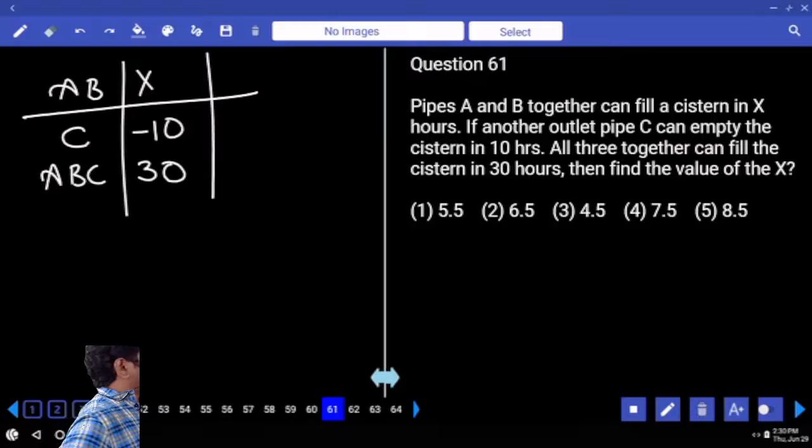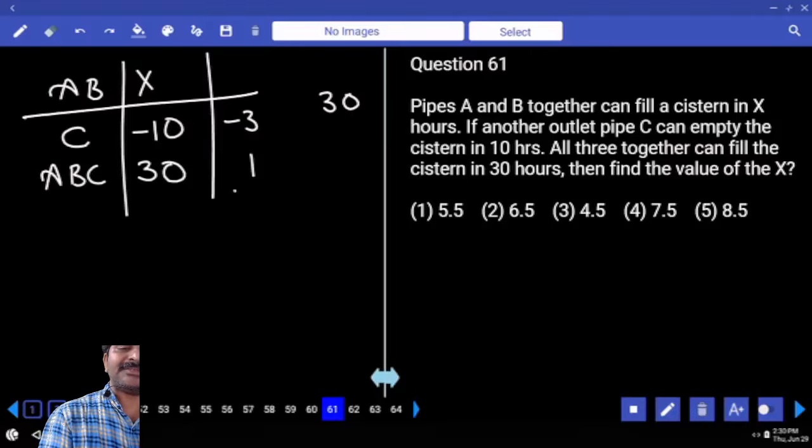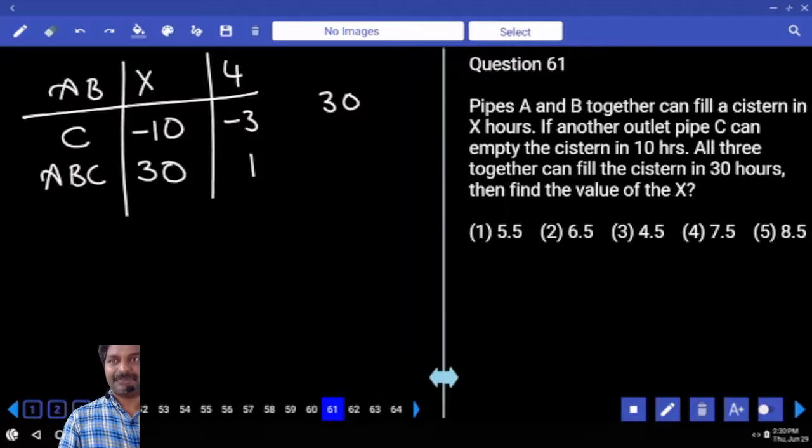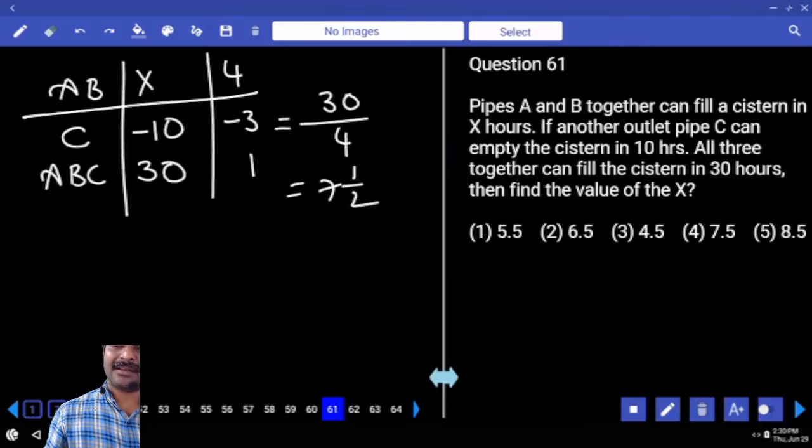Now, 10 and 30, what is the LCM? That means C can empty 3 units, and ABC can fill 1 unit. This 1 unit is the work done by A, B, C, correct? Where C empties 3 units in an hour. That means AB should do 4 units. Then only A plus B plus C will give you 1 unit of positive work. Now the question is to identify the X value. X is the time taken by AB to fill the tank. 30 divided by 4, answer 7.5 hours.